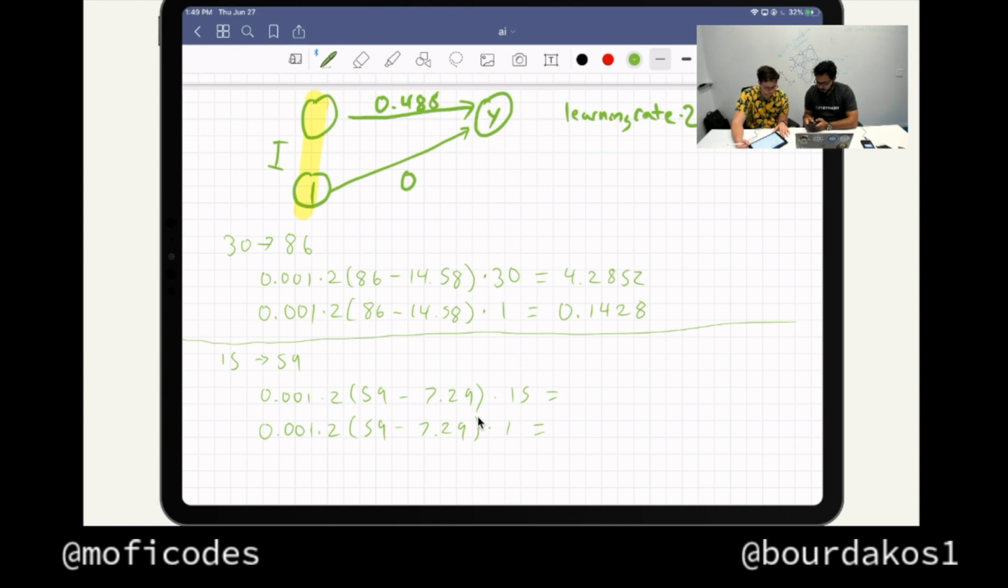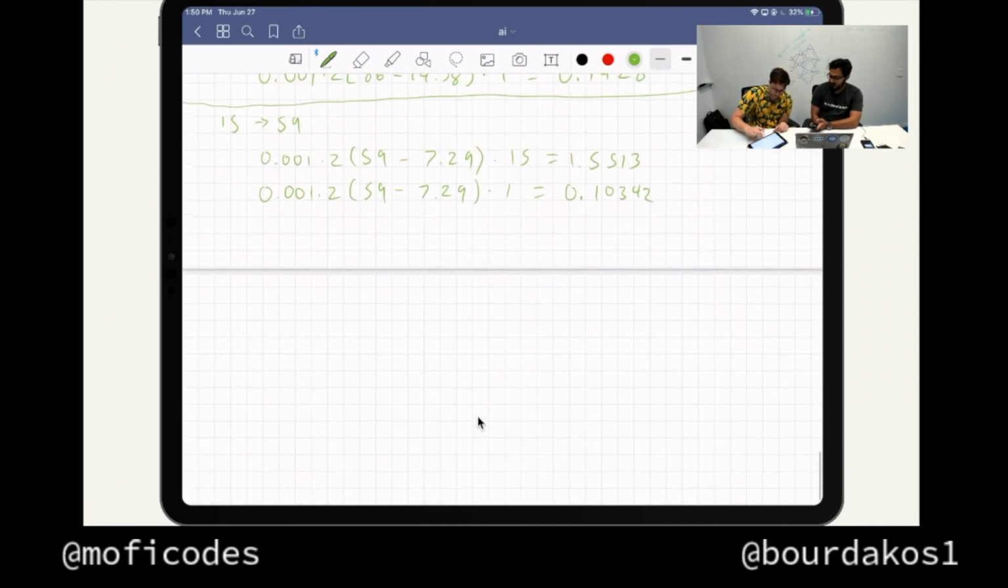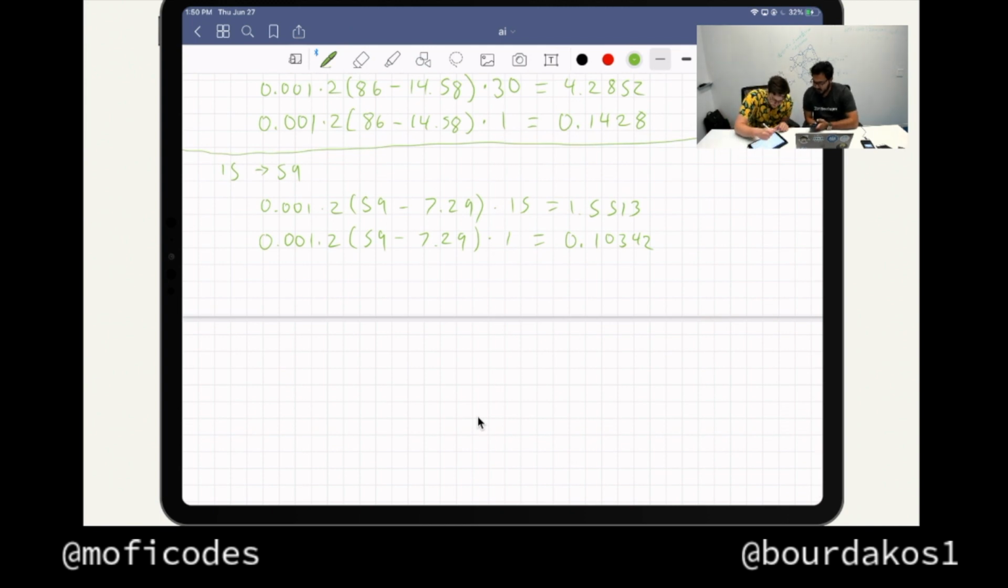Minus 7.29. Okay, so 50-something, then times 2 times 0.001. So the bottom one is 0.10342. Times that by 15 is 1.5513. There you go. Okay, and then we need more. Okay, so then we have minus 10, right? Yes. Okay. So I guess I'll just do it on this new page.